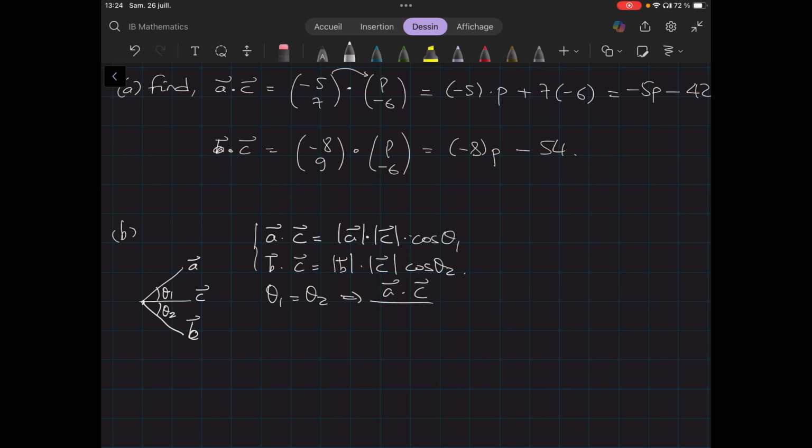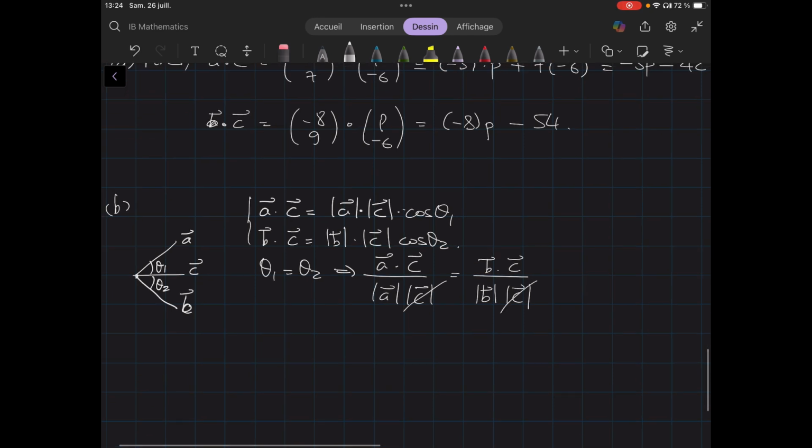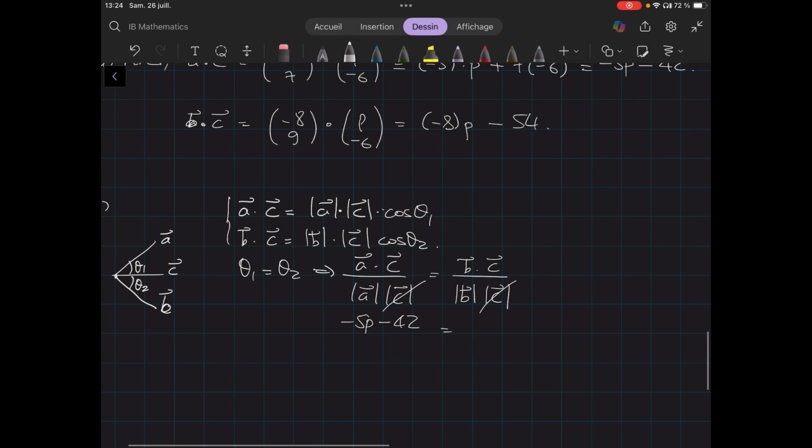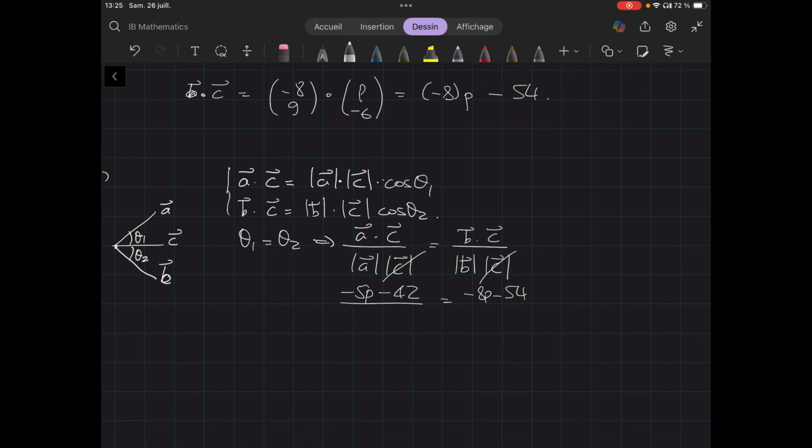A dot C divided by magnitude of A, magnitude of C is equal to B dot C divided by magnitude of B and magnitude of C. This is the same. We can remove it. A dot C, we already found above. B dot C, we also found above. Magnitude of A, that is the square root of -5 squared plus 7 squared. Magnitude of B, that is the square root of -8 squared plus 9 squared.